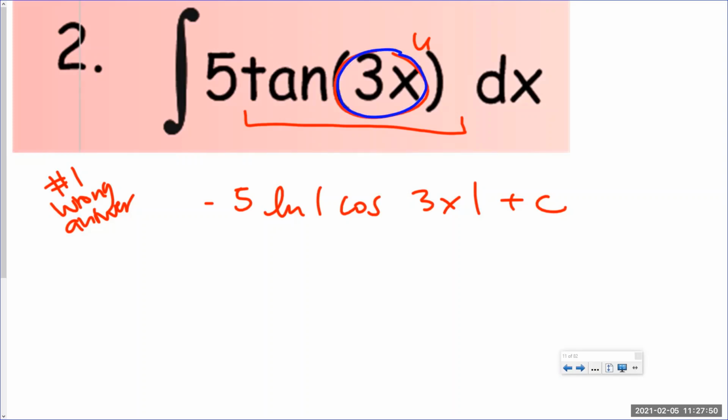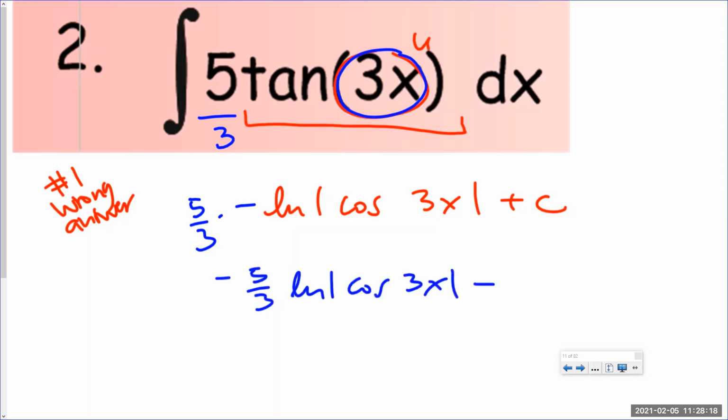If you're doing u substitution, that does it for you, okay? That means I have to manually go in and divide by the derivative of 3x, which is 3, and so I get 5/3, but there was already a negative here. Let me make sure you understand. It's 5/3 times negative ln. You guys good with that? So what is 5/3 times negative ln? Negative 5/3, okay? All right, nice.